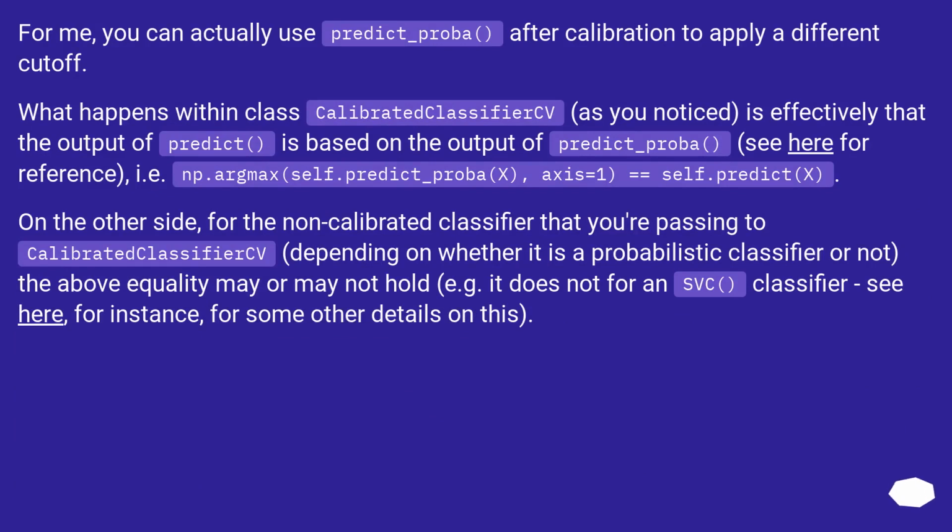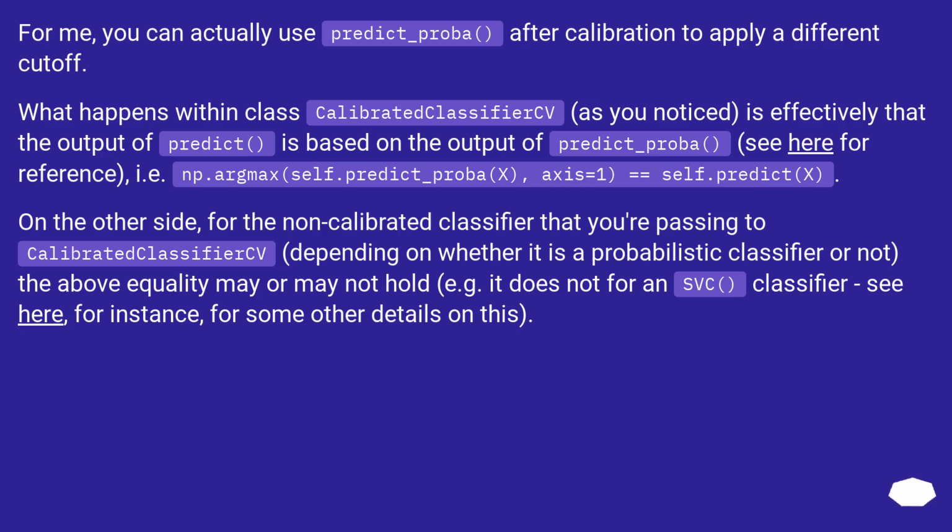For me, you can actually use predict_proba after calibration to apply a different cutoff. What happens within CalibratedClassifier, as you noticed, is effectively that the output of predict is based on the output of predict_proba. See here for reference: np.argmax(self.predict_proba(X), axis=1) == self.predict(X).